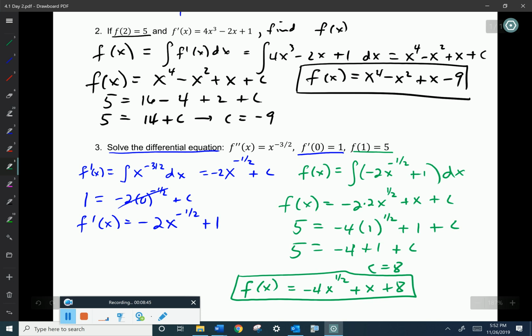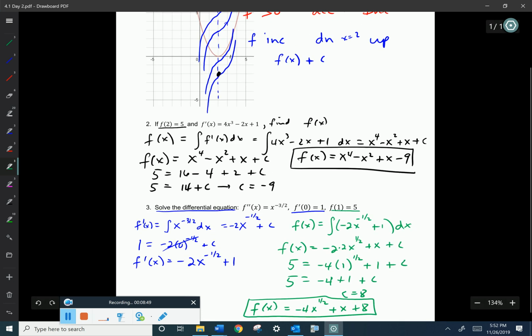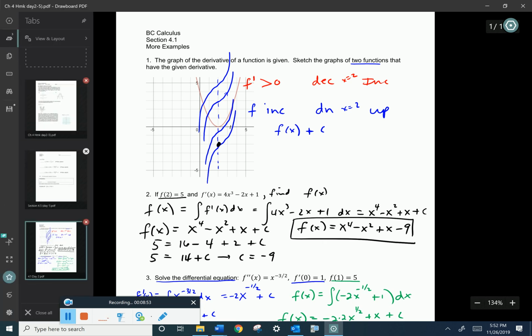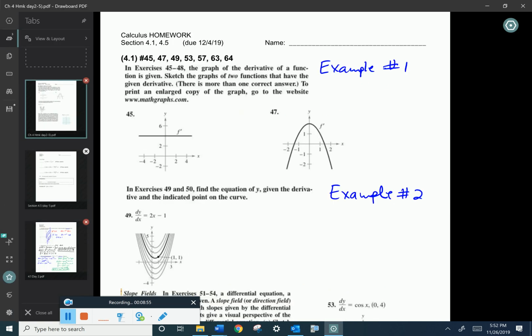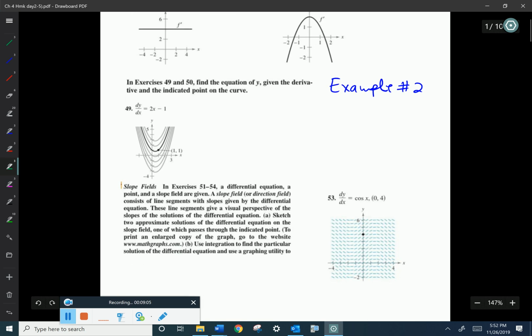So something I wanted to point out, the first half of your homework, which is over 4.1, is related to these 3 examples. So you've got a whole homework packet. You'll notice the first example that we did is going to be like 45 and 47, where they give you the graph of the derivative. You're supposed to sketch the original function. The next 2 problems, number 49 and 53, are like example 2.